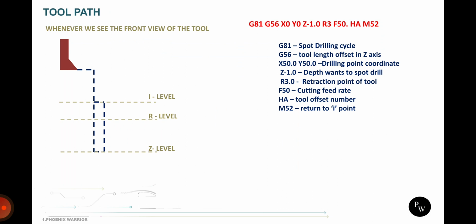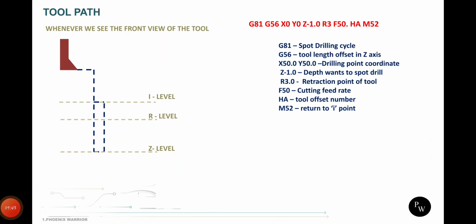It comes and stops, and then moves into the plunging cycle. It is a single direct plunge, there is no pecking. It plunges directly to minus 1.0. There is no shift amount. In this drawing it is wrongly given, there is actually no shift amount. Then it moves back to the R point, and after that it goes to the home reference return. So this is the toolpath for the G81 cycle.